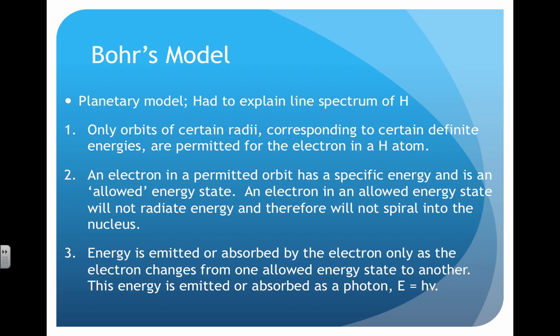In other words, the energy state keeps the electron a fixed distance away from the nucleus. It's always the same distance. It cannot move around, the space between levels is well defined, and there's no possibility of having electrons in between these orbits. Number 3, energy is emitted or absorbed by the electron only as the electron changes from one allowable energy state to another. So if an electron is excited and leaves its original orbit and goes to another orbit, it will always be in the form of E equals hν.